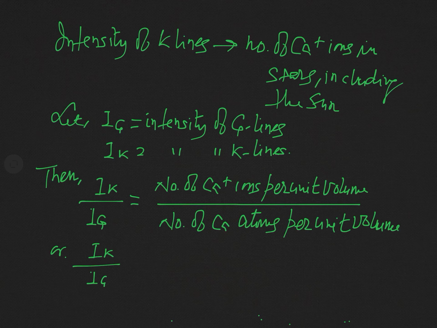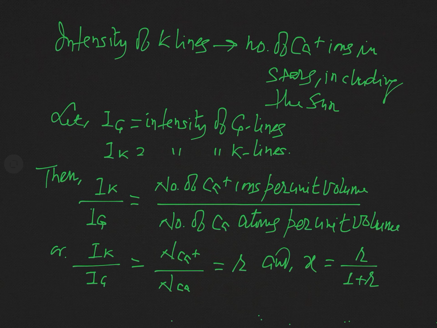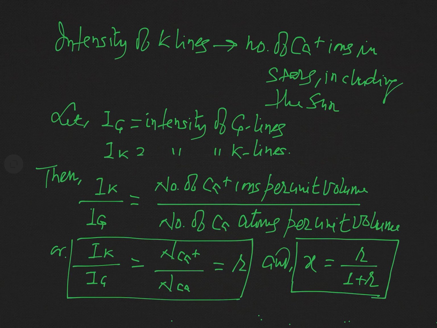Symbolically, we write it as Ik over Ig equal to n Ca plus over n Ca, and this ratio is written as R. And at the same time it is found that this fraction X is equal to R over 1 plus R. I have assumed that the ratio of the intensity of K and G line is equal to R, and the fraction of atoms that get ionized is related to R by this result, X equal to R over 1 plus R.